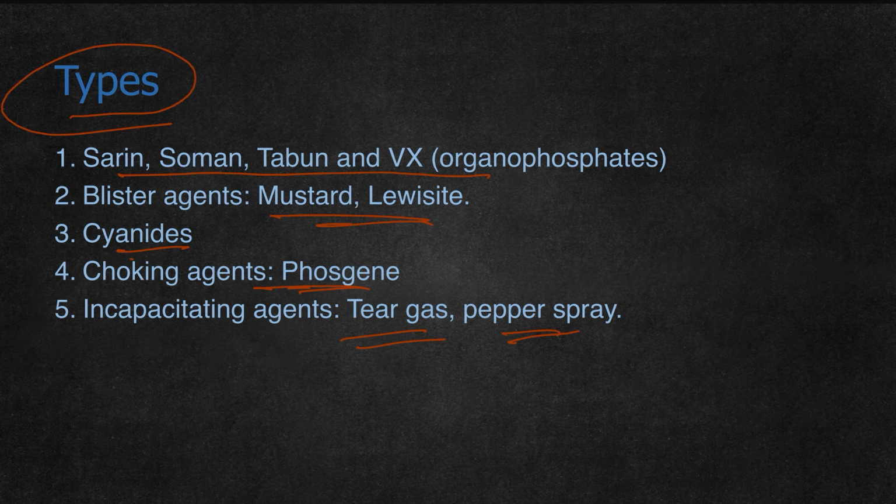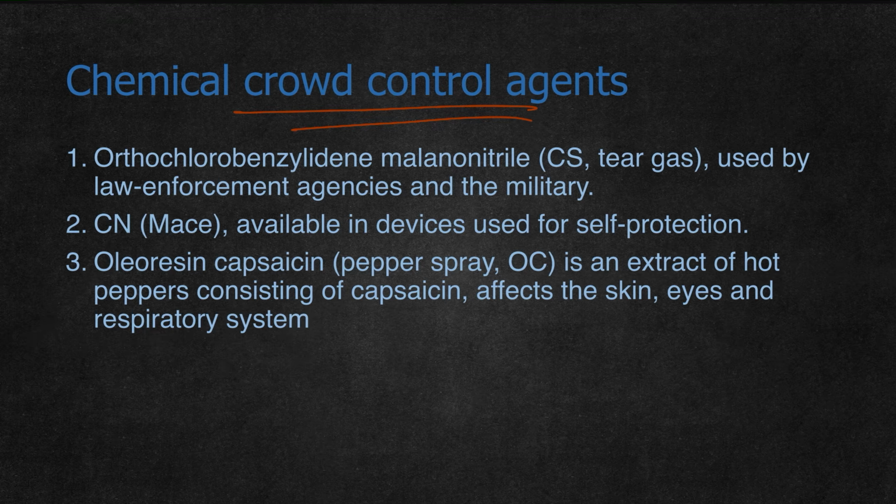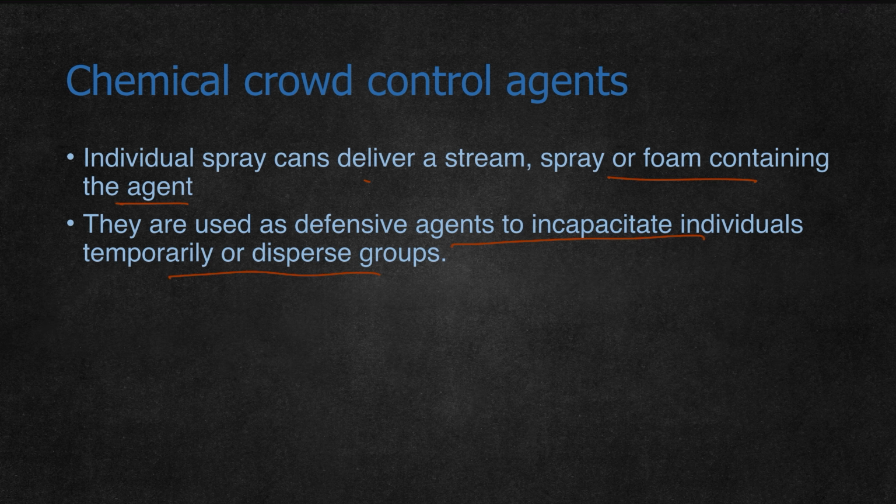Then some agents are used as crowd control agents, which include chlorobenzylidene malononitrile (CS), used by law enforcement agencies and the military. Then CN, which is available in devices used for self-protection. Then oleoresin capsicum, which is an extract of peppers, containing capsaicin, affects the skin, eyes and respiratory system, causing irritation and watering. Oleoresin capsicum usually comes as a gel spray, stream spray or foam containing the agent. They are used as defense agents to incapacitate individuals temporarily or disperse groups.